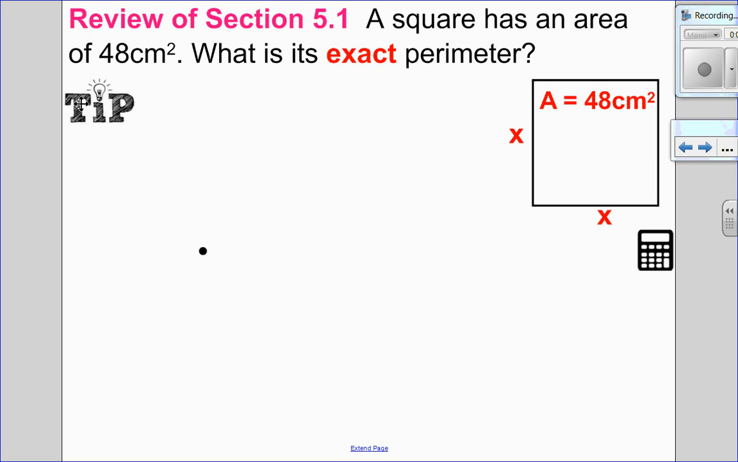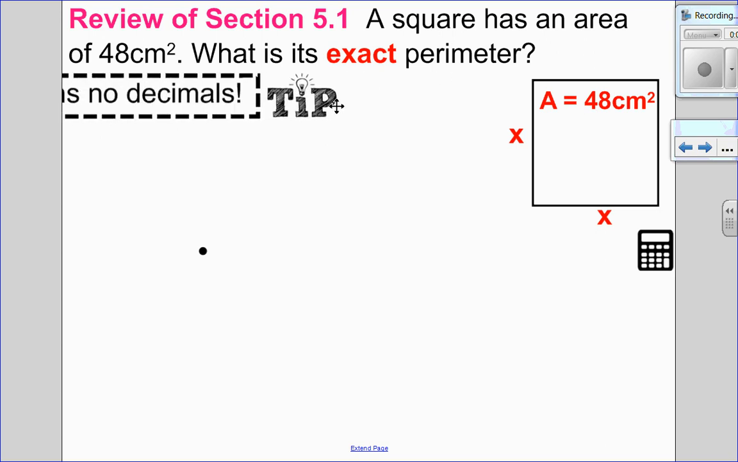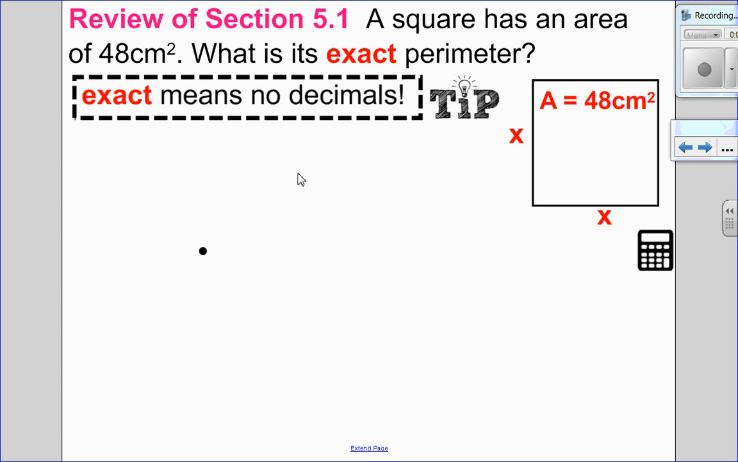It says a square has an area of 48 centimeters squared. What is the exact perimeter? First things first, exact means no decimals, so I want roots and fractions, no decimals. I know that the area of the square is 48 centimeters squared, and squares have equal length and width. I also know the area of a square is length times width, so x times x in this case equals 48. So x squared equals 48.